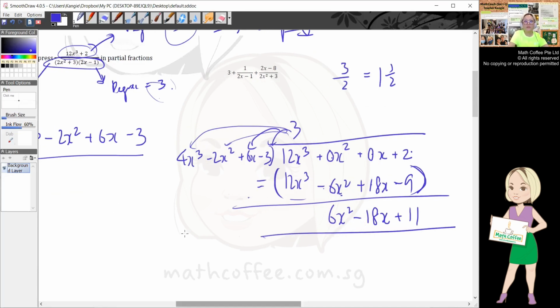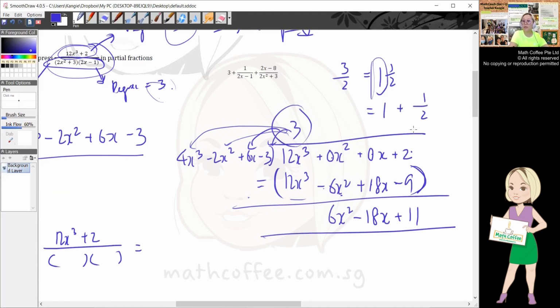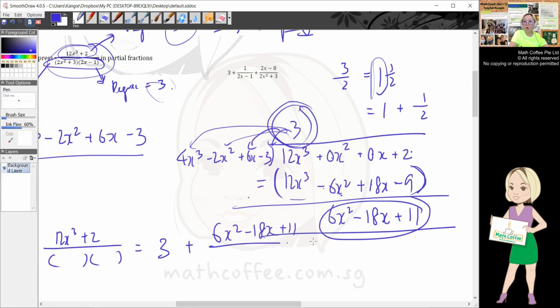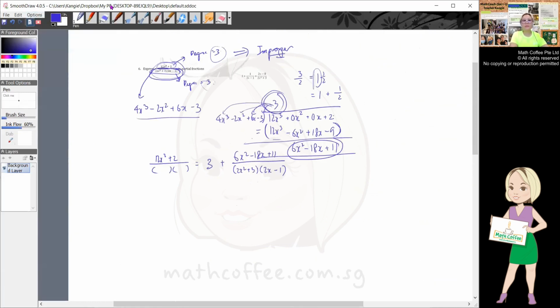So that's why I will end up having 12x cubed plus 2 over whatever equals the mixed number. This is the same as saying 1 plus 1 over 2. So this is the quotient, 3, plus the remainder over, now I can write as 2 bracket, 2x squared plus 3, as well as 2x minus 1. So when it's improper, you've got to do this additional step. Then after that, temporarily ignore this 3 first.